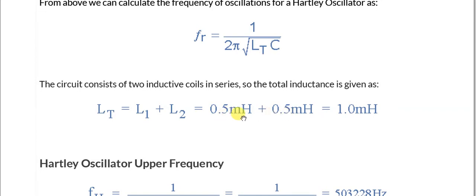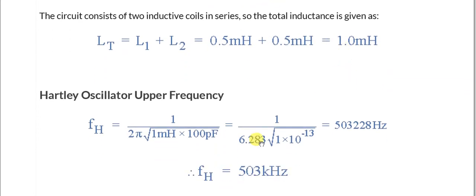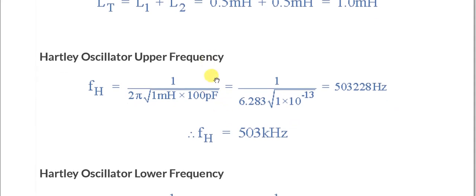Now for the upper frequency, we take the first capacitor C1 with 100 picofarad. If you put in these values, with 1 millihenry, we get about 503.22 kilohertz. So we get 503 kilohertz, or we can say about 0.5 megahertz.